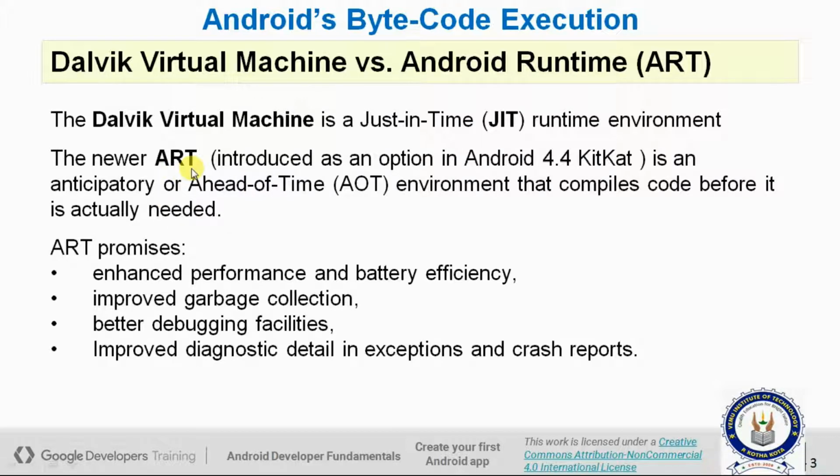Okay, it is an anticipatory, or ahead-of-time, environment which compiles code before it is actually needed. This is not like that in the Dalvik virtual machine. It's another environment, one type of environment, but compared with ART, ART is the best environment for these Androids. It was introduced in Android 4.4 KitKat.